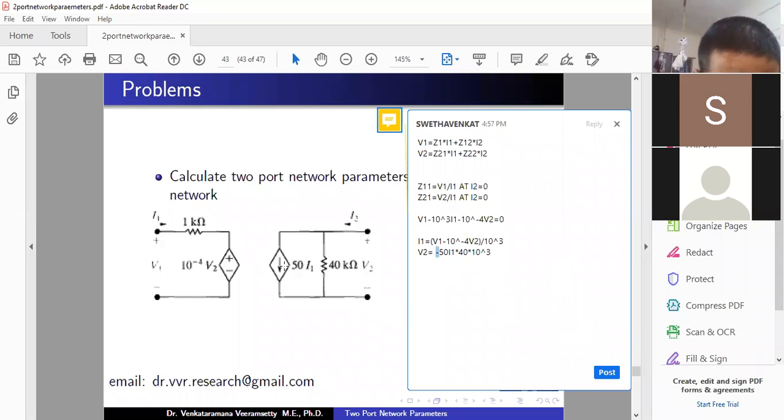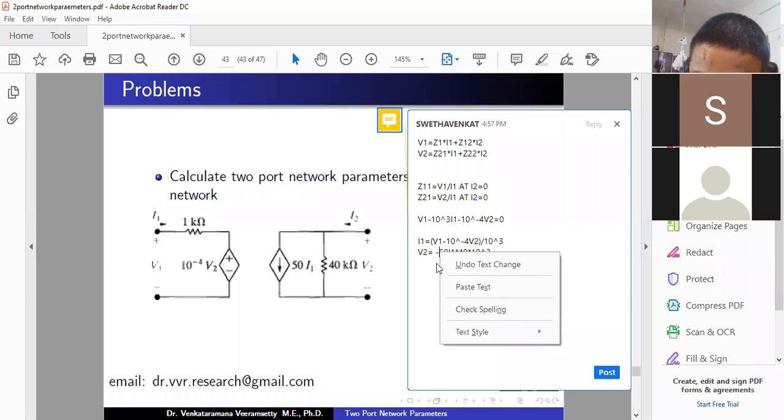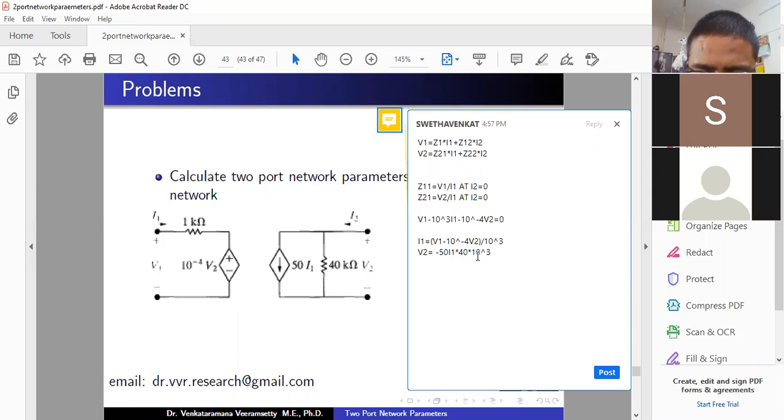Because current is flowing in this direction. When the current flows from the bottom to the top of the 40 kilo ohm, here we have the plus sign and here the minus sign. But for V2, here is plus and here is minus. So that's why I am taking the negative sign. V2 equals minus 50 into I1 into 40 into 10 power 3. This is the voltage across the 40 kilo ohm resistance with positive sign at the bottom and minus sign at the top, whereas the terminal voltage V2 has positive at the top and negative at the bottom. So I am taking the negative sign to make them equal.